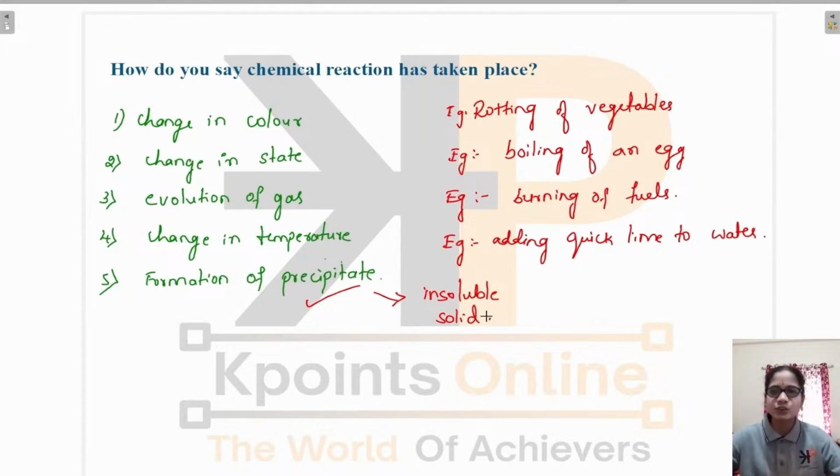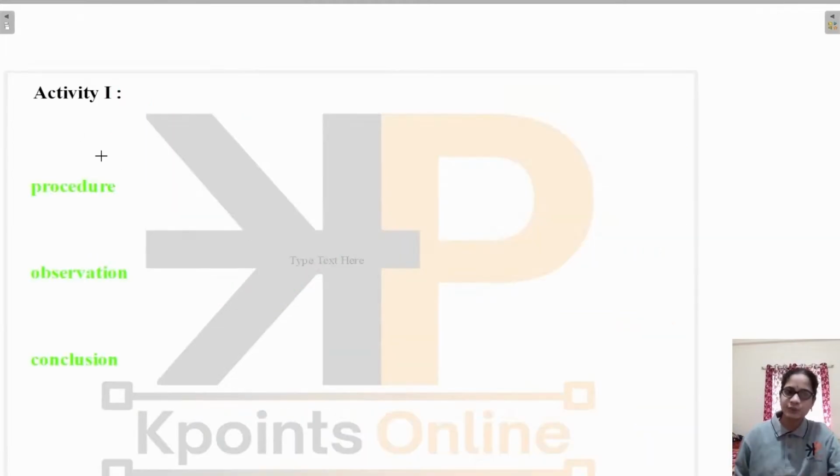Hope you have all understood about the chemical changes that we can observe whenever a chemical reaction has taken place. There may be a change in color, state, temperature, there may be evolution of gas, and there may be formation of precipitate. Let us discuss one activity in order to see the chemical changes, how that takes place. Yes, let us see an activity here.